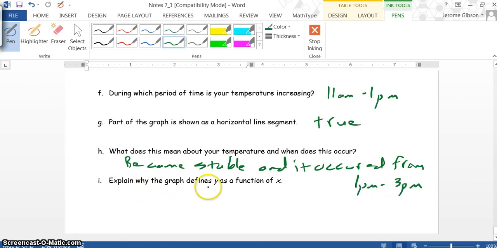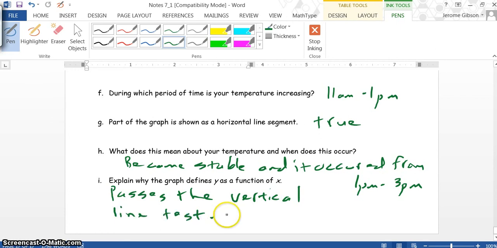Now explain why the graph defines y as a function of x. A simple explanation is it passes the vertical line test. And that is it.